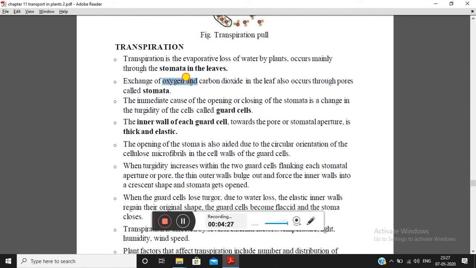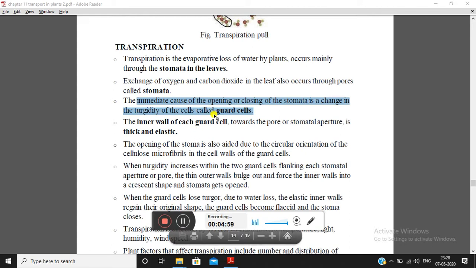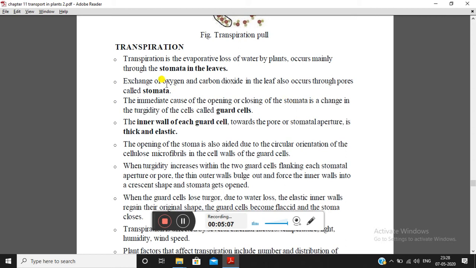The exchange of oxygen and carbon dioxide in the leaf also occurs through pores which are known as stomata. The immediate cause of opening or closing of the stomata is a change in the turgidity of the cells known as guard cells. As you know, the stomatal aperture is covered by two kidney or bean shaped guard cells. Their turgidity leads to opening or closing of the stomata.